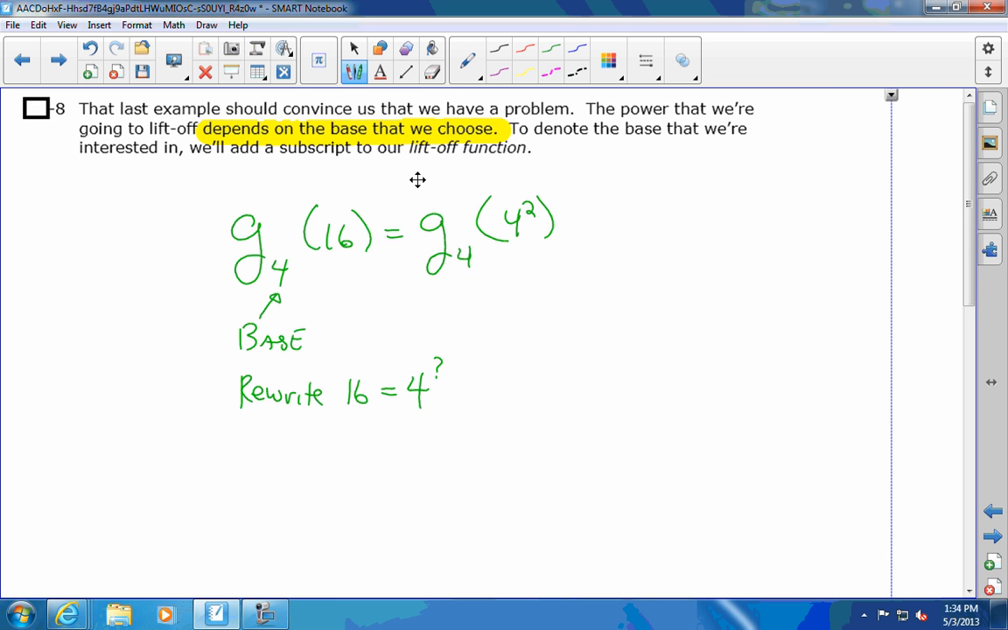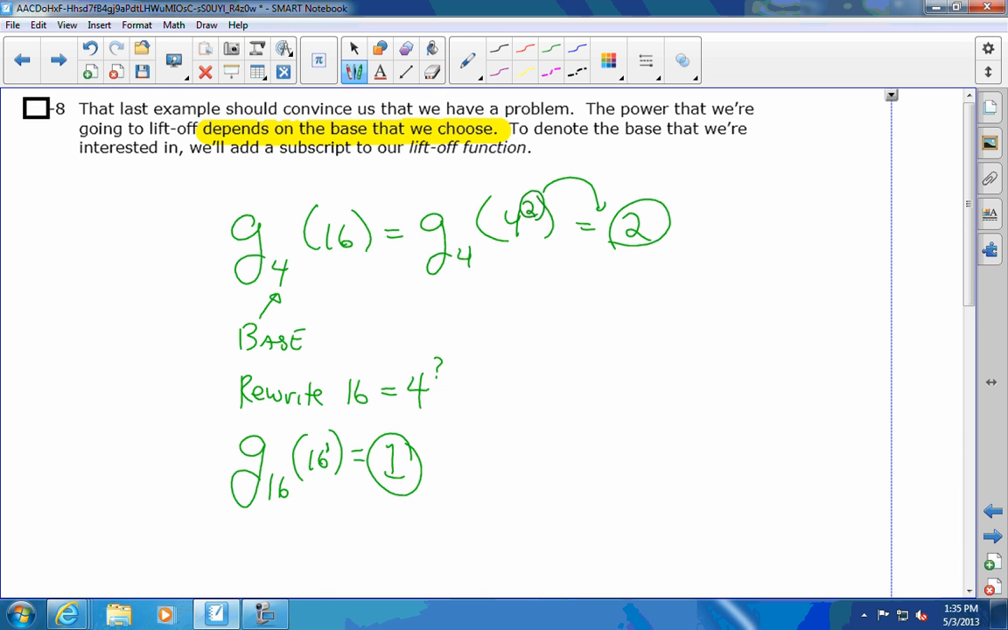Okay. Now I have a power to lift off. It's 2. So that's my answer. Okay. No ambiguity because I'm very clear what my power is. Okay. If I do this, what's my answer? 1. Because the base and the answer are exactly the same. It has to be the power of 1.